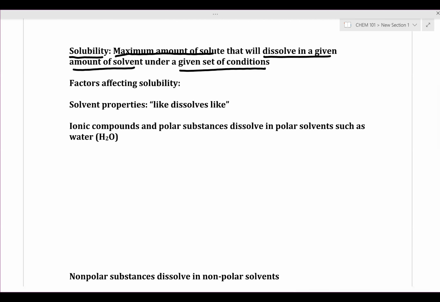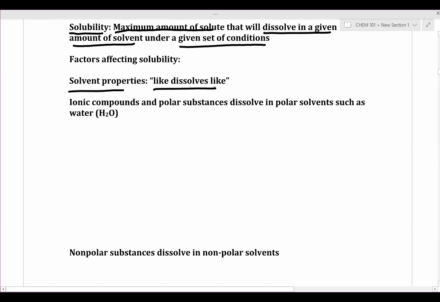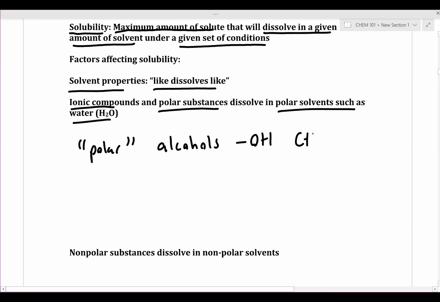What we're now going to do is leverage some examples that we know from our world experience and try to describe some factors that affect solubility. The first of which is solvent properties, and I like to use the phrase "like dissolves like." So ionic compounds and polar substances dissolve in polar substances such as water. When I say the word polar, you're primarily talking about a few major classes of compounds. The first of which are alcohols, which are designated with this OH. So for example, CH3CH2OH is ethanol.